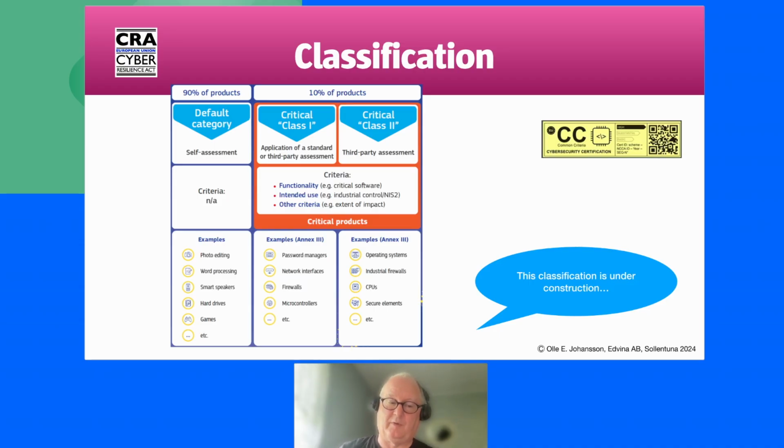There is a process for changing it within the legal text. So you have to be a bit careful here, and we still have to figure out how to monitor these changes, find out where they are going to be published and how the industry will actually be aware of what's happening. If their product suddenly is moved from a default category to a critical category, you need to know.